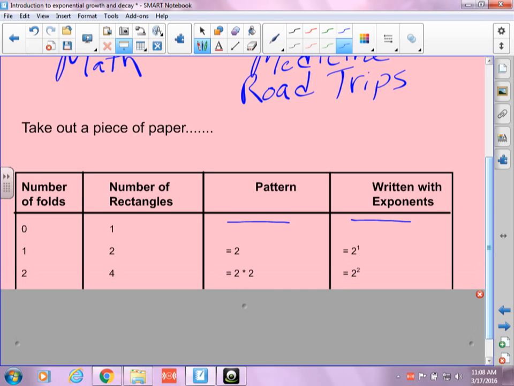Right now, let's keep going. I'm going to take this again, I'm going to fold it like I did, and then I'm going to fold it again. So that I have 2 folds. Crease it really hard. Open it up. How many rectangles do I have? 4. I have 4 rectangles, which is 2 times 2, right? Or 2 to the second power, because there's 2 folds, right? All right, let's keep going.